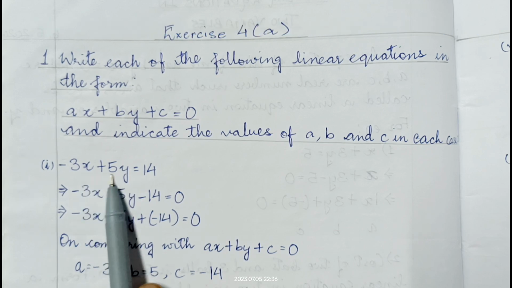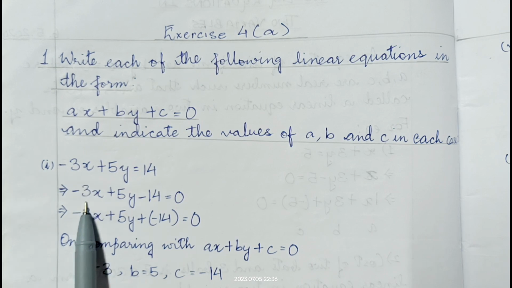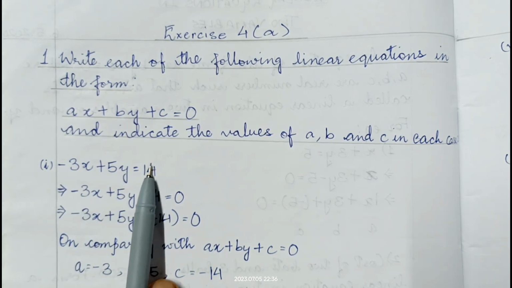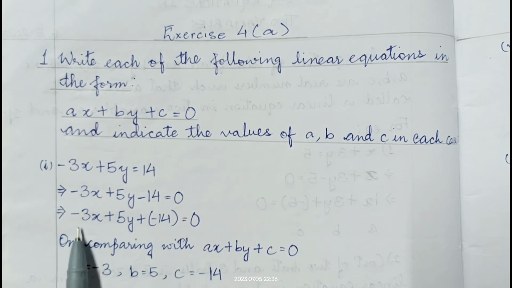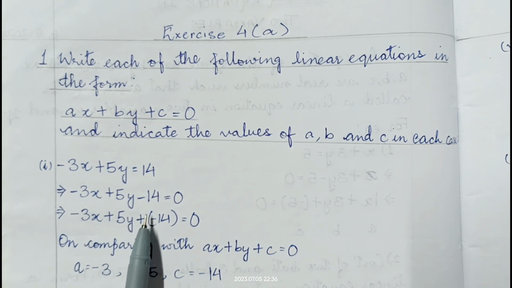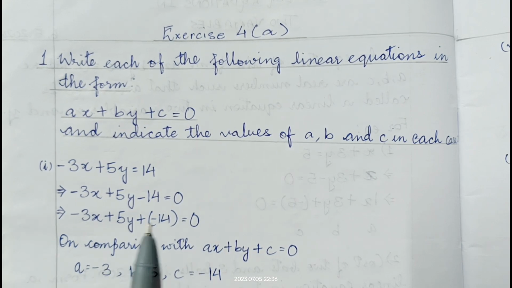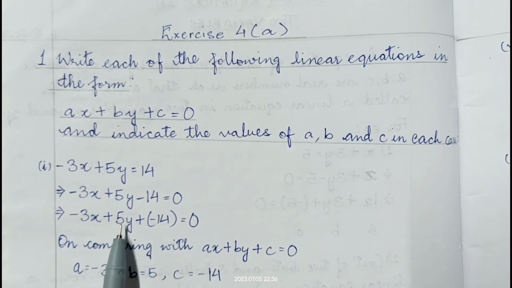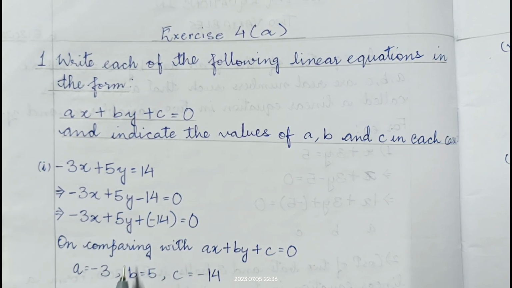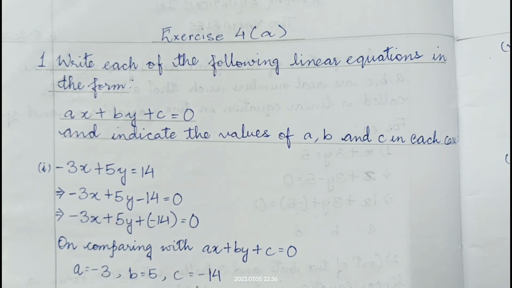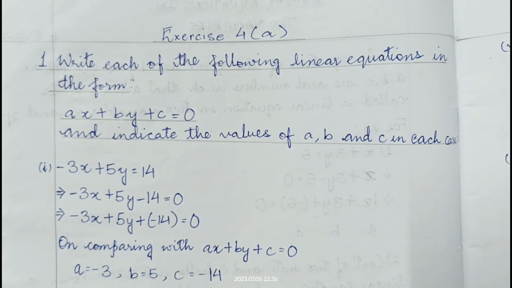Now we have to rearrange this in the form of ax plus by plus c equals 0. So we can write minus 3x plus 5y. This 14, if I transfer to the other side, will be minus 14 equals 0. Or minus 3x plus 5y plus this minus 14, we can write it separately, equals 0. Now if we compare this equation with ax plus by plus c equals 0, then a will be minus 3, b will be 5 and c will be minus 14. So a, b, c equals minus 3, 5 and minus 14 respectively.